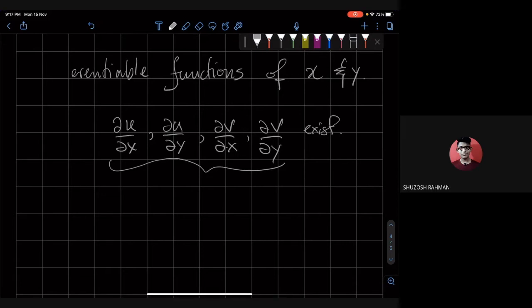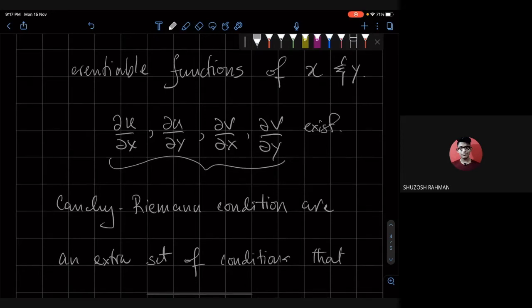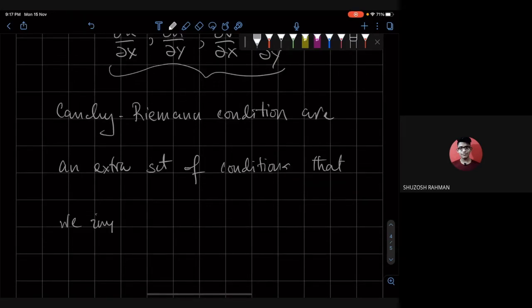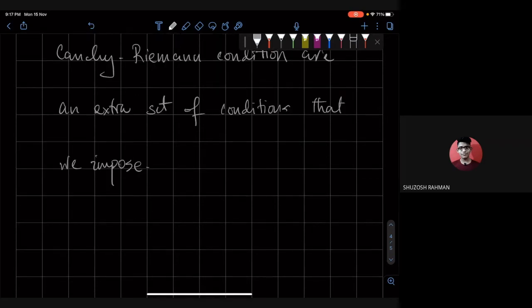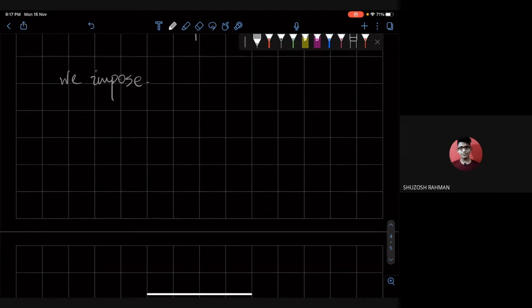So the Cauchy-Riemann conditions are an extra set of conditions that we impose. And this has a geometric significance. I won't give you an example now because I can't recall it exactly off the top of my head, but you can show that there are functions, for example.